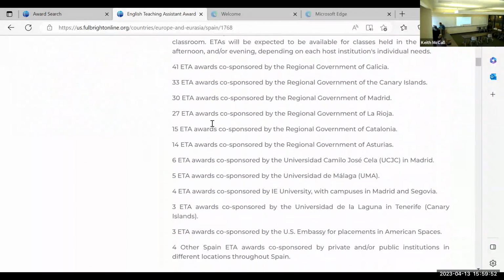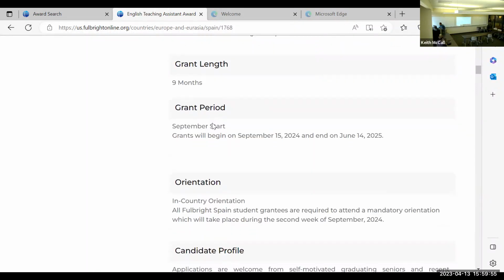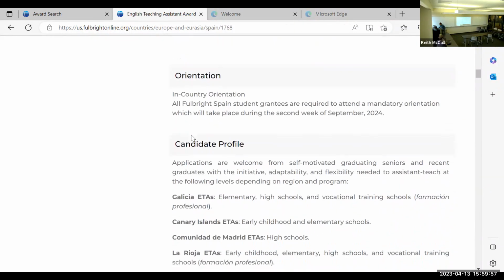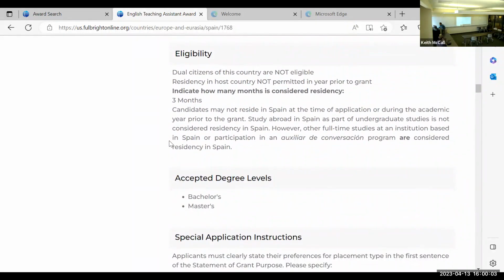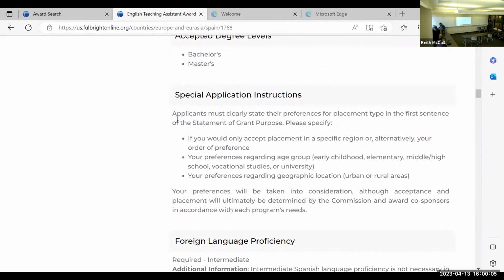I think they allow you to both rank or say a few that you would be interested in, or to say specifically that this is the one I am interested in. They clearly state their preference for placement type in the first sentence. So please specify if you would only accept placement in a specific region, or you can specify your order of preference. You can also indicate your preference for age group. So Spain wants you to be very clear and say, I want to do an ETA to the Galician region, and I want to work with elementary school students.